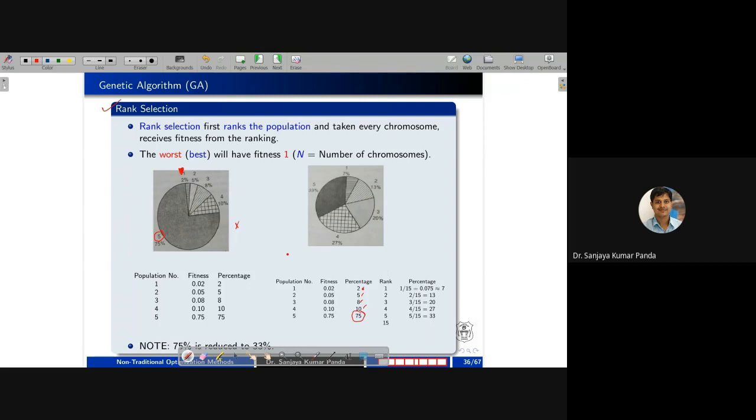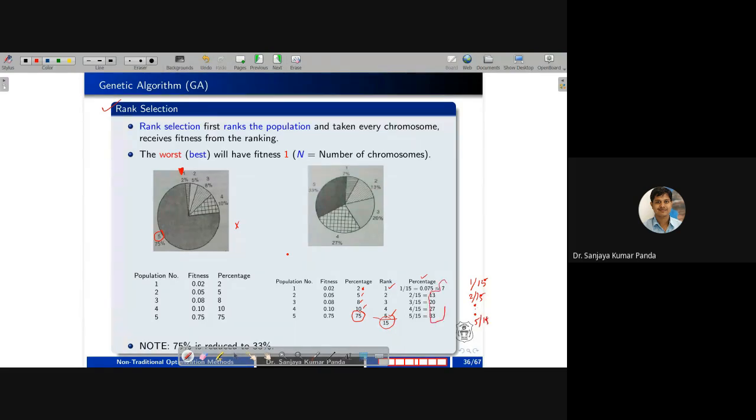So we assign the rank. Those populations occupying more space get the highest rank. Highest rank means 5, not 1. And the population which occupies the least space gets rank 1. So if you calculate the sum of these ranks, 1 plus 2 plus 3 plus 4 plus 5, you get 15. Now to calculate the percentage, it is your rank divided by the sum of the ranks. That gives you 1 by 15, 2 by 15, and so on up to 5 by 15.